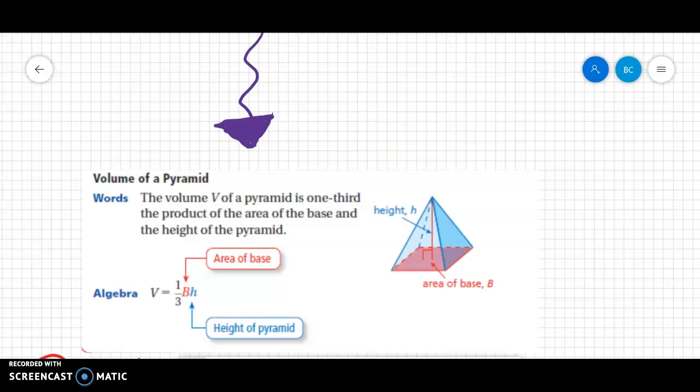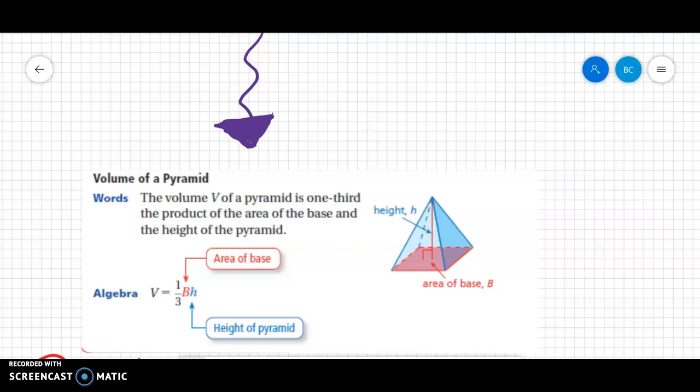So because it took 3 pyramids to fill up the cube, we know that the volume of the pyramid is going to be 1/3 of the volume of the cube. So if I find the volume of the cube by multiplying the area of its base times the height of the cube, and then I take 1/3 of it, then I can find the volume of the pyramid.